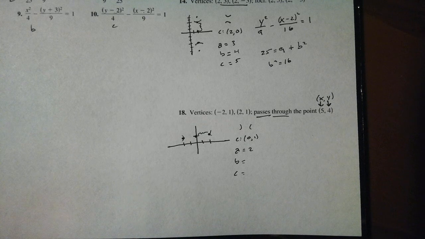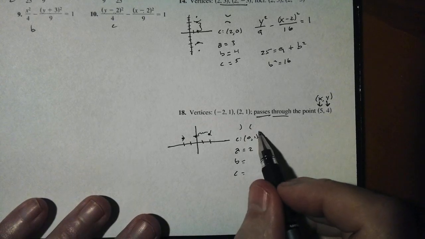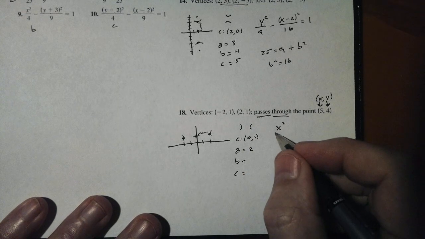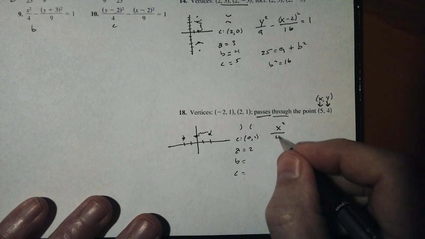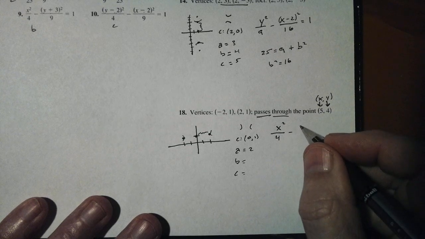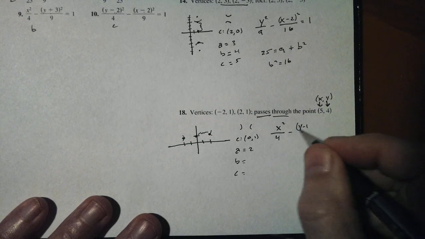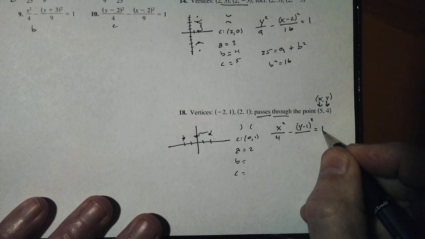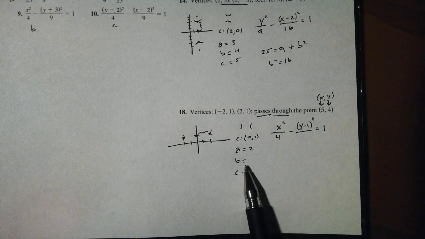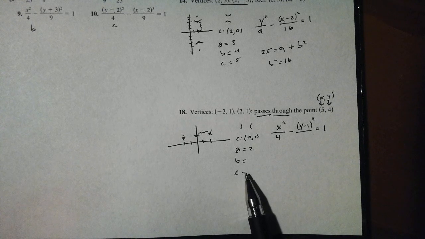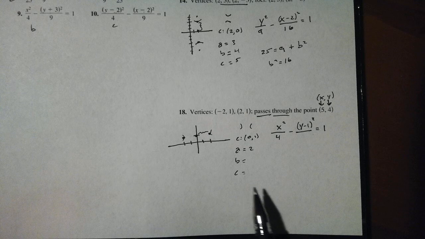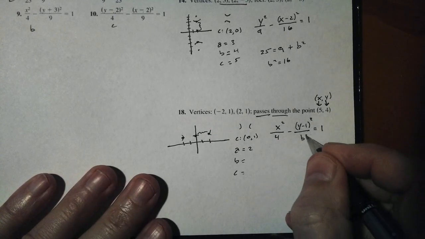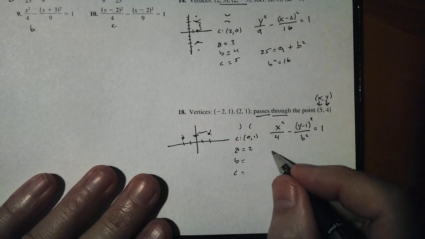Okay. So what do I know? It opens right and left. It's an x. So right now it's x minus 0 squared on A squared, 4, minus y minus 1 squared on, I don't know, B squared. But I can't find B if I don't know C. That's what I've been doing in the past, using that focus to find it. So I'm going to have to go with this. I'm going to put B squared here, and now I'm going to do my substitution.